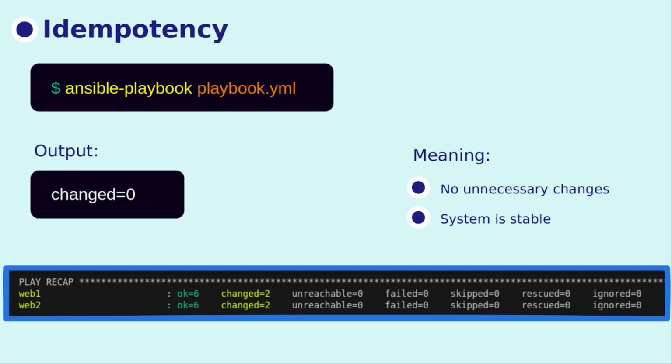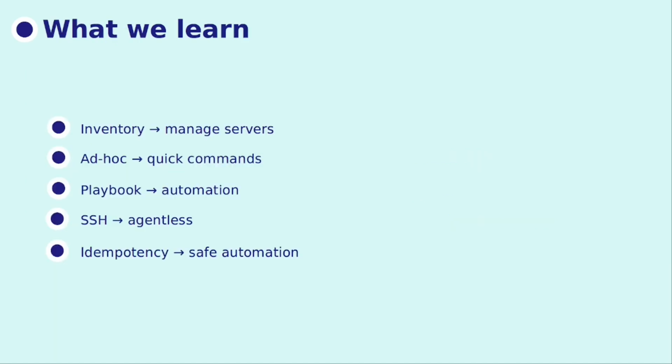Idempotency. One of the most important concepts in Ansible is idempotency. If we run the playbook again with the ansible-playbook command, we get changed=0. This means no unnecessary changes were made. The system is already in the desired state. Idempotency ensures stability and safety.